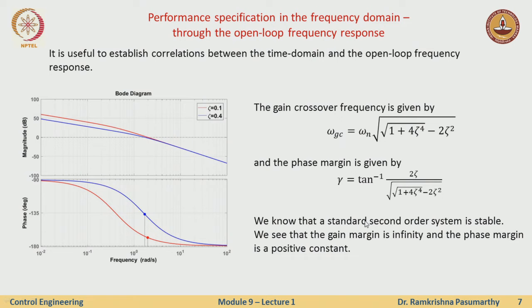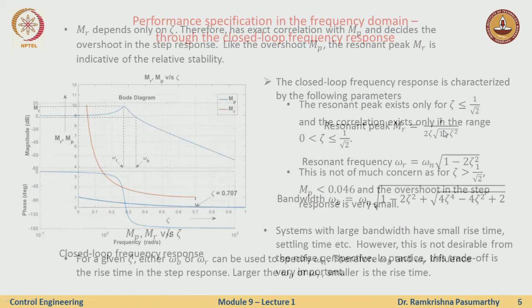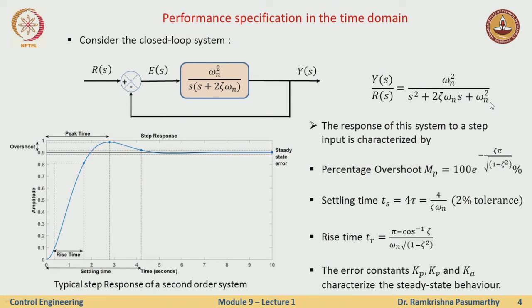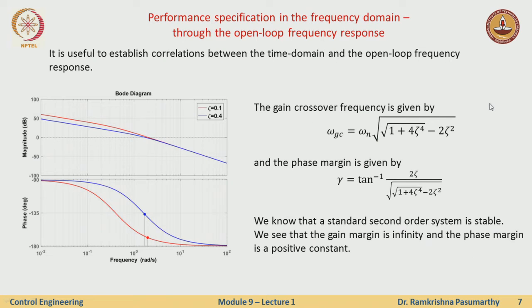Now, how do we translate performance specifications from the time domain to the frequency domain? Are there any direct correlations? Let's see with the help of the plots here. The expression for the gain crossover frequency depends on omega n and zeta, and similarly the phase margin has a direct relation with zeta given by this formula. Moreover, a standard second order system is always stable. It has an infinite gain margin and the phase margin is always a positive constant.